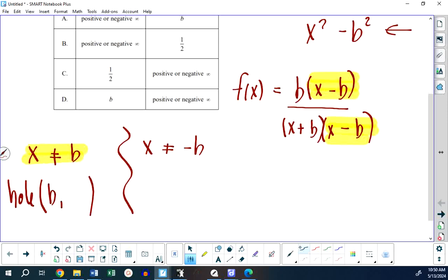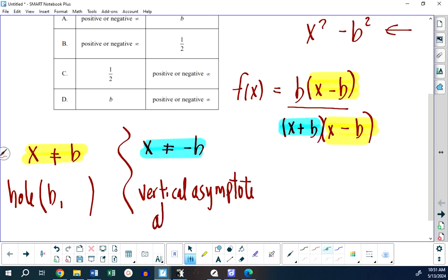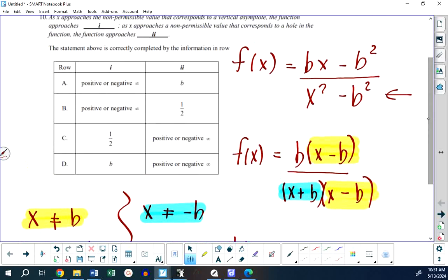On the other hand, this non-permissible value comes from this factor in the denominator, and that factor does not cancel, so the rule we've learned is that that means we have a vertical asymptote at x equals negative b. All right. Now, that's not really the question. The question is about what the function is approaching, and I'm going to get to that in a second.